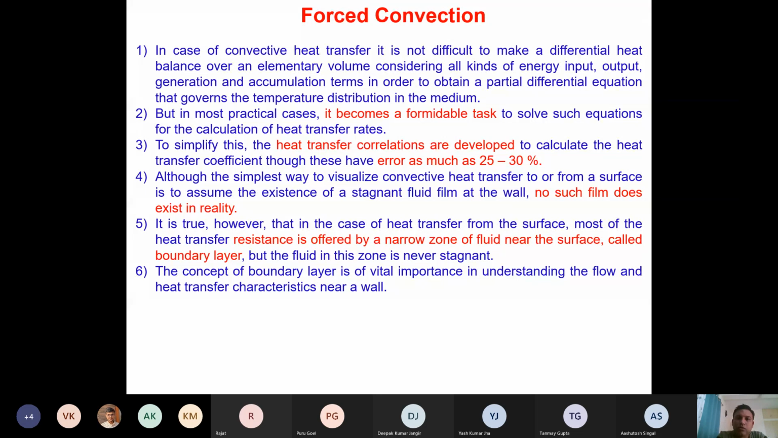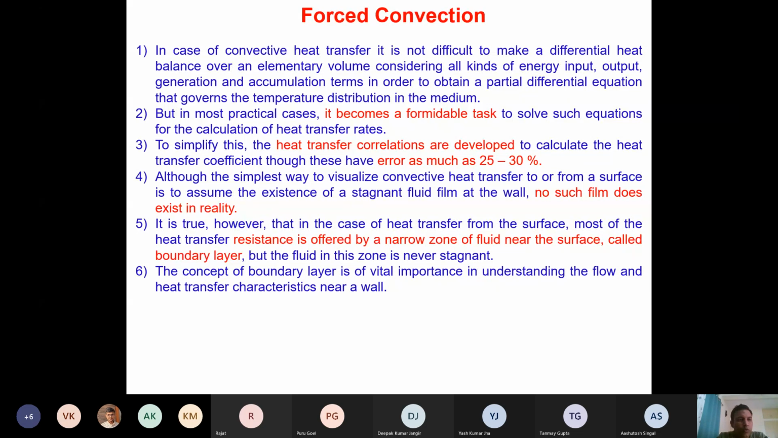So let us try to catch up with what we have done in the last class. We started with forced convection, and what we said in the last class is, in case of forced convection, there is a flow of the fluid also taking place. And in such cases, one has to solve the velocity problem first and then the heat transfer problem.